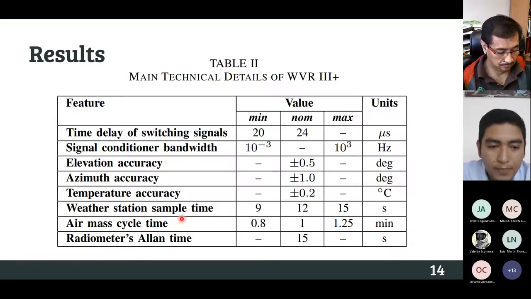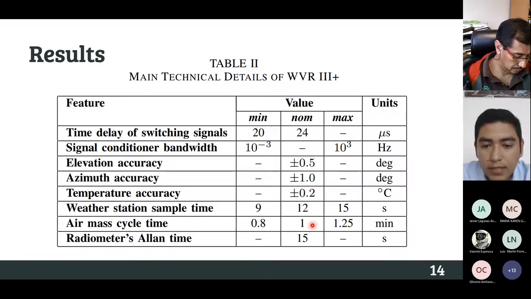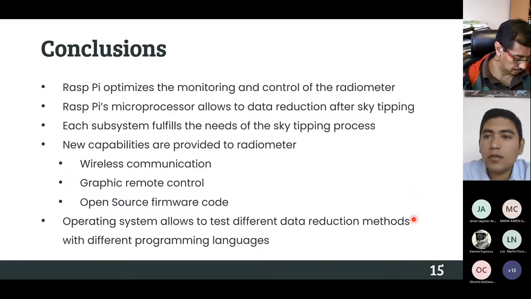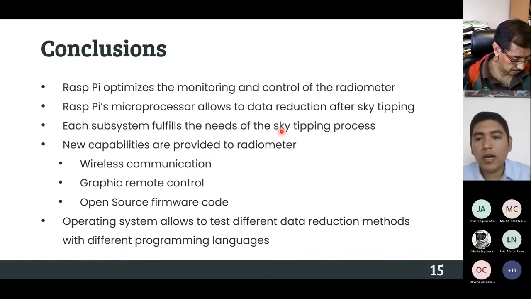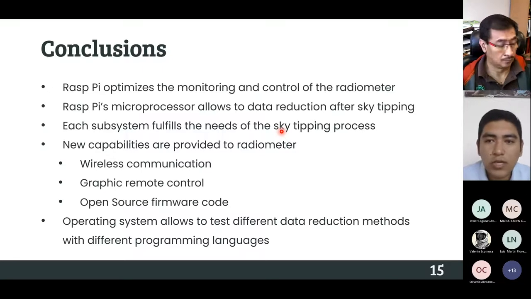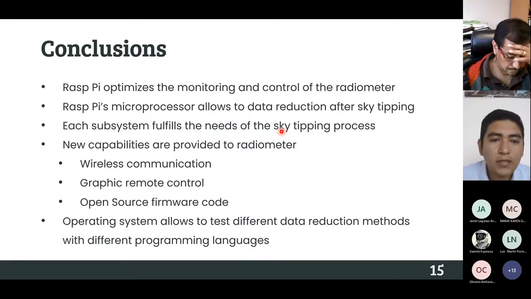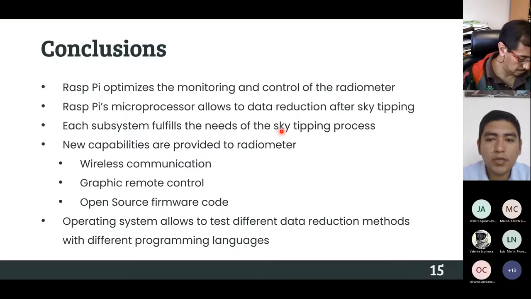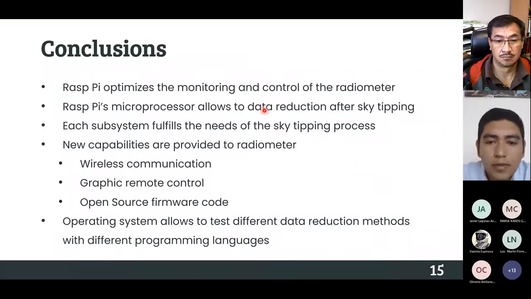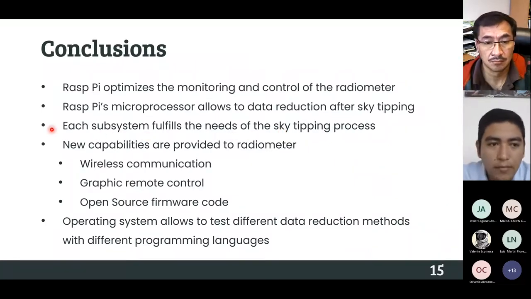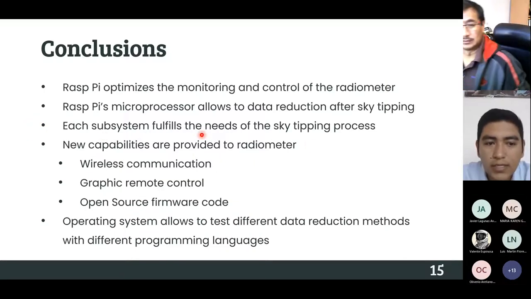And finally, the cycle time for the system is around 1 minute. And the conclusion of this work: I can say that the Raspberry Pi optimizes the monitoring and the control of the radiometer, and its processor performs the data reduction after sky dipping due to the performance of this device. Its subsystem fulfills the needs of the sky dipping processes, and as the server code is customizable, the user can make another code to perform the sky tipping.